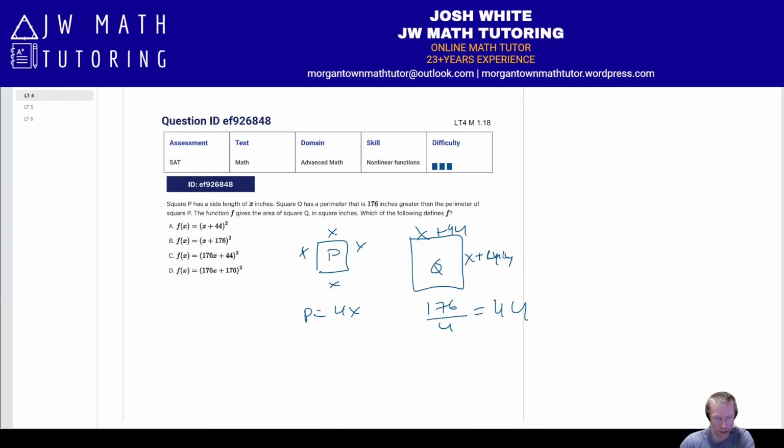So what is the area of the larger square, square q? Well, it's just x plus 44 times x plus 44. Therefore, the correct answer for this one is going to be letter A.